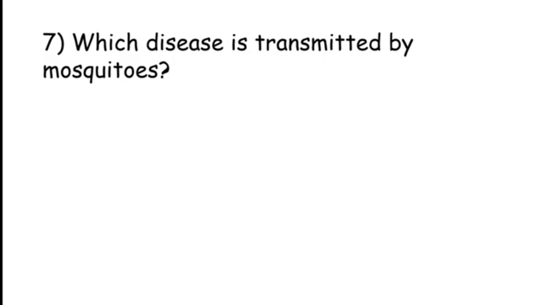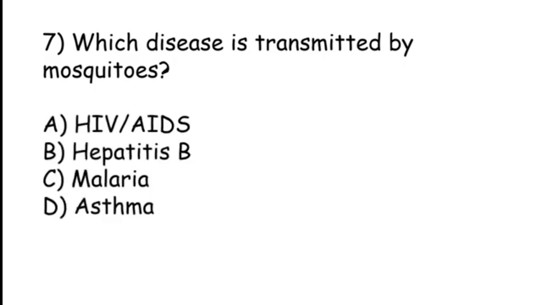Which disease is transmitted by mosquitoes? HIV, AIDS, hepatitis B, malaria, asthma. The correct answer is option C, malaria.